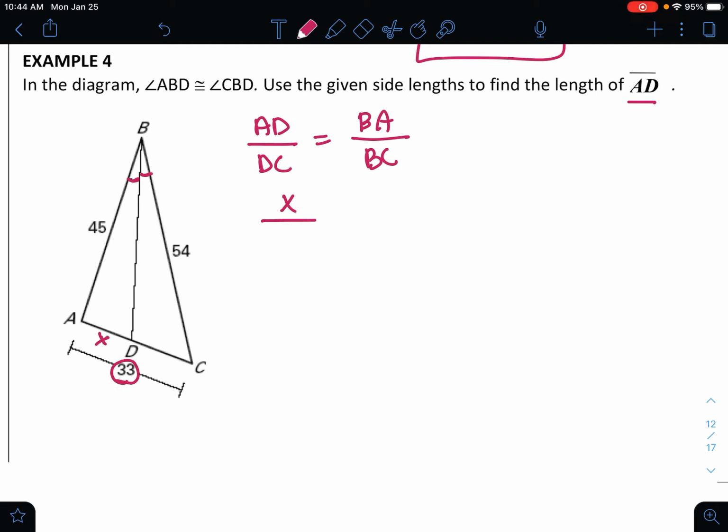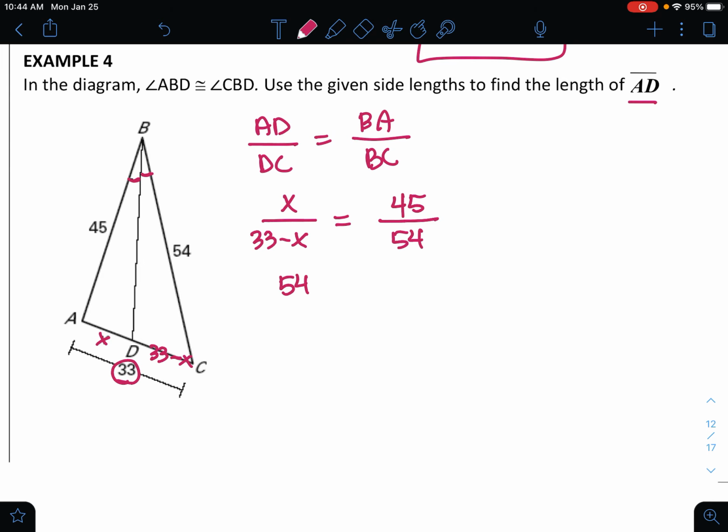All right, so AD is clearly marked with X, but DC is not labeled with an amount. But if I know that this whole thing is 33 and AD is X, well, if I subtract those two, I'll get DC. So I'm going to have to write it like this. I'm going to have to write it as 33 minus X. Because really, if I add those back together, I get 33. So 33 minus X. BA is 45. And then BC is 54.